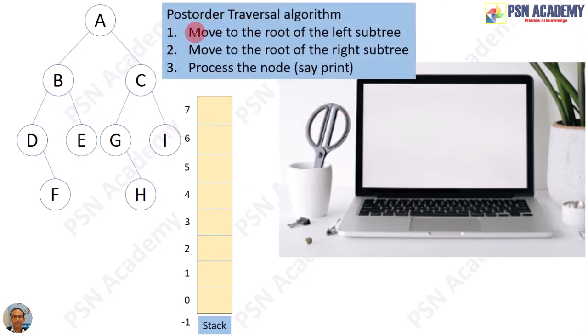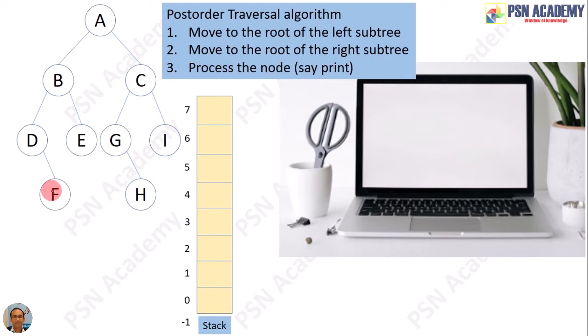This is a recursive algorithm written here. It asks you to move to the root of the left subtree as long as possible, starting from the root. That means you start from here and you move towards the leftmost path as long as you can move. When there is no way to move towards the leftmost path, you move to the root of the right subtree. And there, if you find another leftmost path down from this node, then you continue as in step 1.